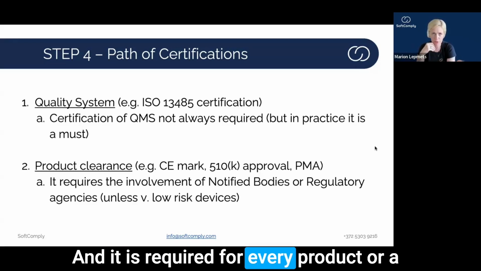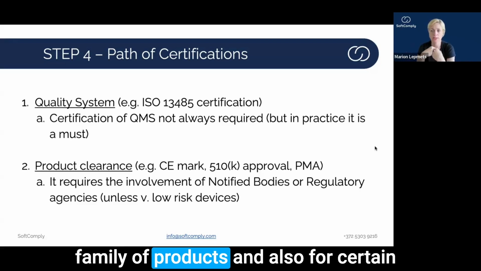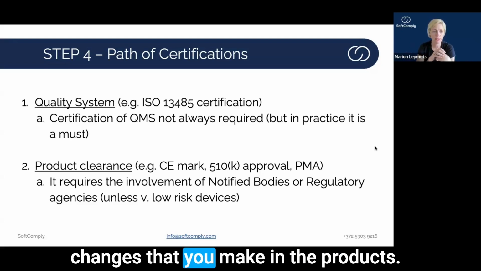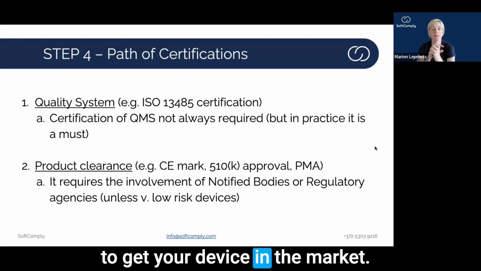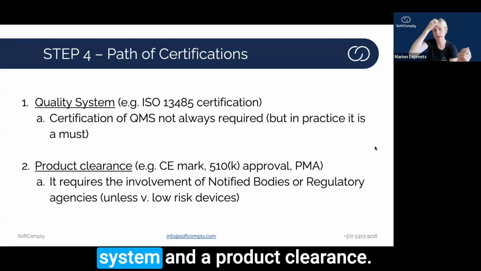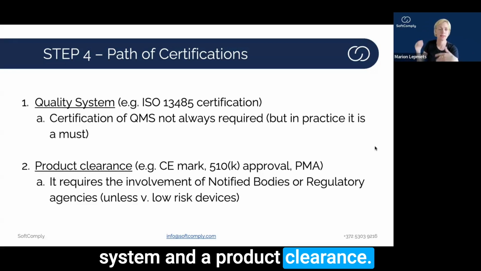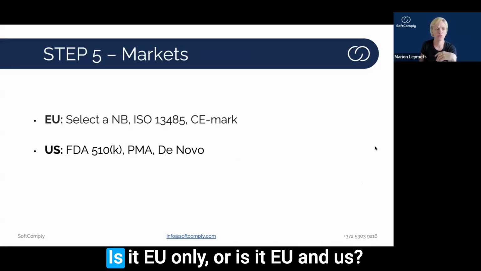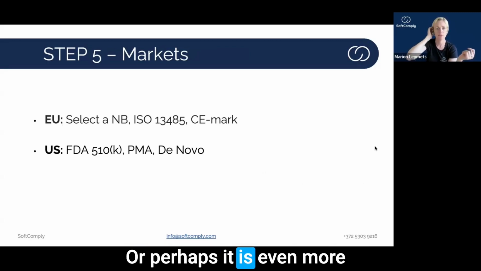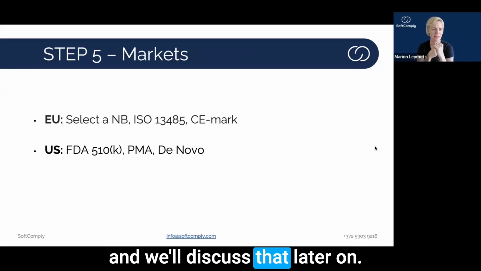And it is required for every product or family of products, and also for certain changes that you make in the products. And you will need both of them to get your device on the market, both quality management system and a product clearance. Next step is to figure out which markets you want to go to. Is it EU only, or is it EU and US, or perhaps it is even more? We'll discuss that later on.